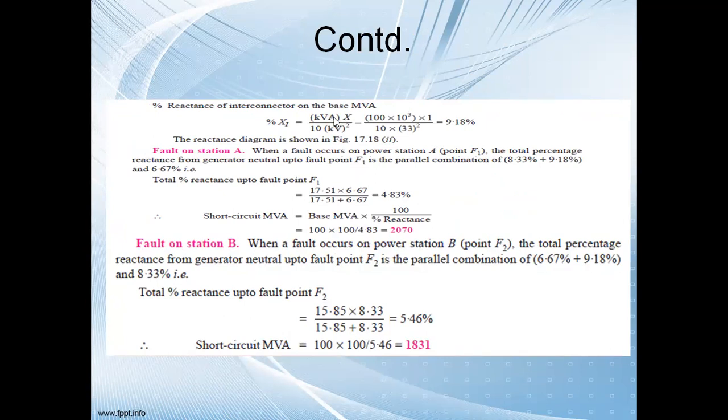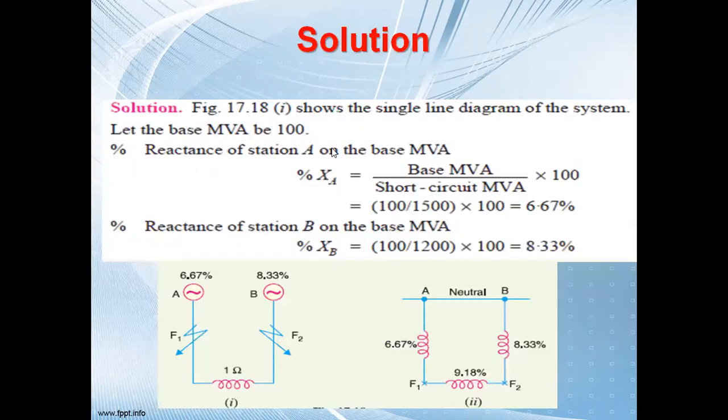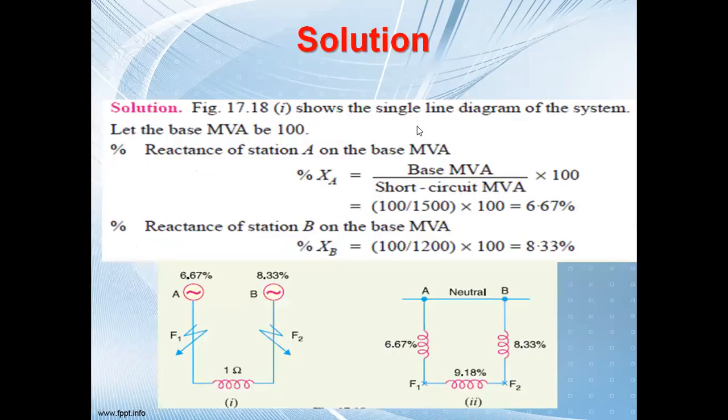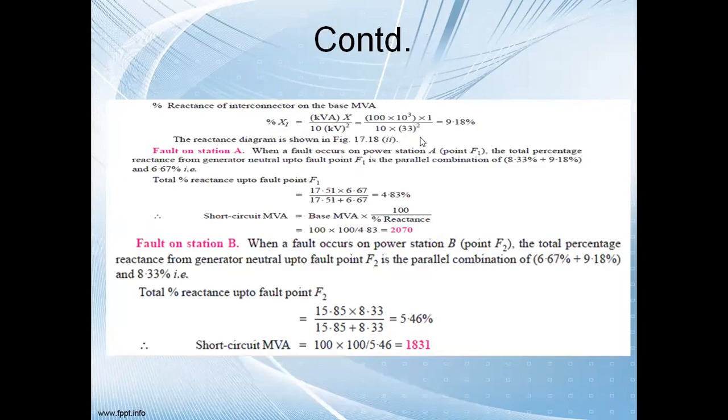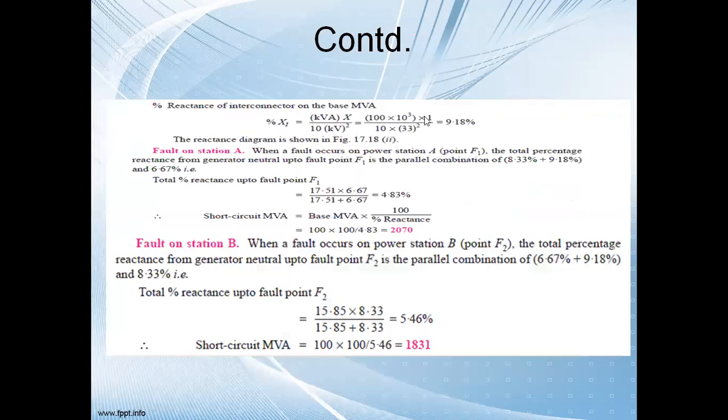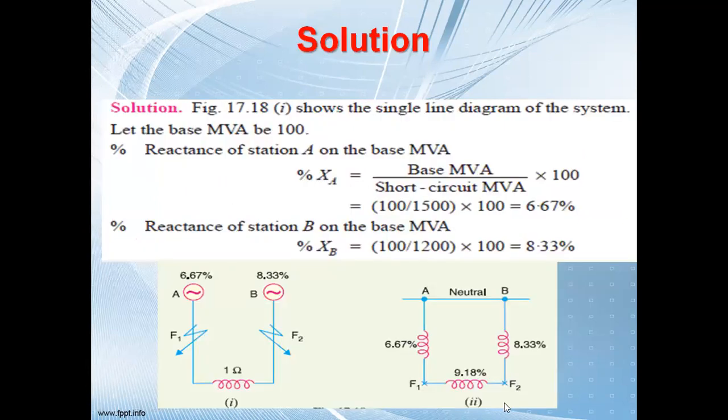So in this case, the KVA we have assumed is 100 MVA, so 100 into 10 to the power 3 because it is in KVA, into the reactance value, which is given as 1 ohm, divided by 10 into the KV rating, which is given as 33 kV, squared. Then we do the calculation, and that is 9.18%. So this reactance value is 9.18%.